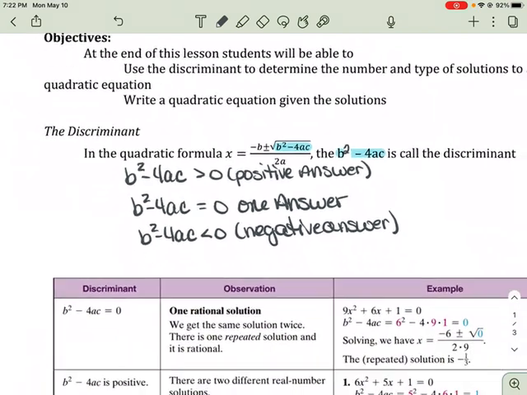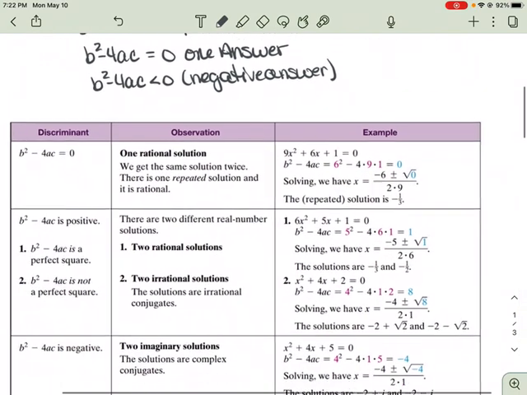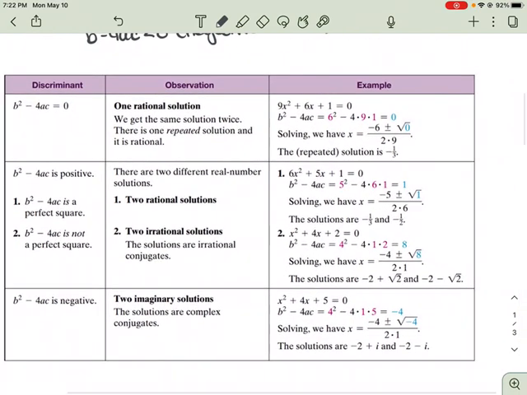All right, so let's see what we have. This is a little chart that has all that information for us, so we don't have to rewrite it. So when it's equal to 0, we're going to have one solution. It just happens to be repeated, and it's rational, meaning fractions and decimals and things like that. For example, here, the number underneath the square root sign was 0. So that means we have one rational solution that happens to be repeated twice.